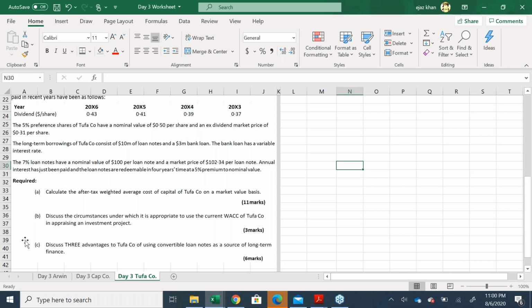For a bank loan, the cost of it is always the after-tax interest rate. That's it. And it should be given in the question. It's difficult to assume, because if you don't have the bank loan interest rate, how will you assume it? What should be that value? So it's difficult to assume. So usually the examiner has to give you the bank loan interest rate.